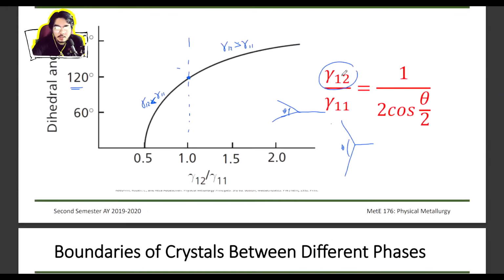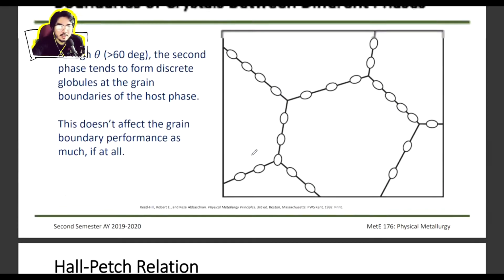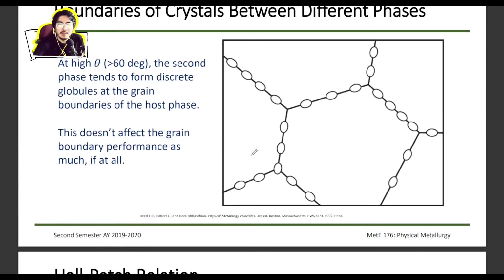the sigma 1,2 is greater than sigma 1,1, meaning it's in this area. So it has a dihedral angle greater than 120 degrees. And if it's greater than 120 degrees, usually its effect is not that detrimental. Because what happens is, instead of being a continuous network, it only forms globules. These globules here. So it forms globules because, again, its angle is high.